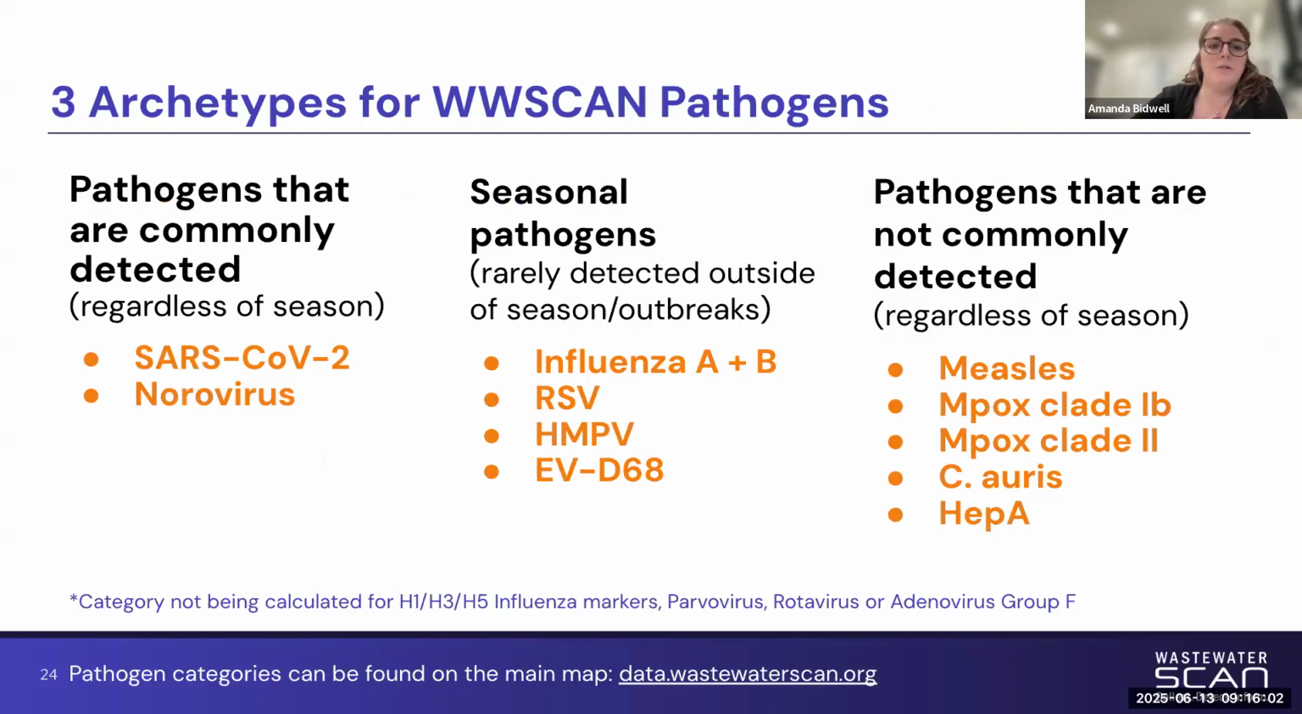So as a reminder, we have 3 different archetypes for how we categorize pathogens. We've got pathogens that are commonly detected regardless of season, we have seasonal pathogens, and we have pathogens that are not commonly detected. So we recently added measles, as everybody knows, and because that is a rare pathogen, we felt comfortable adding it to the wastewater categorization method for rare pathogens. But the other pathogens we just added, parvovirus, rotavirus, and adenovirus group F, we are holding off on assigning a category for those until we have a longer time series of data to build off of.